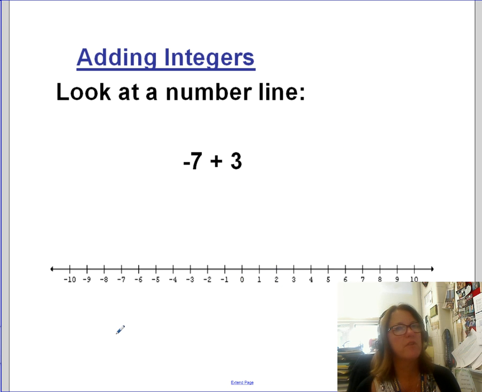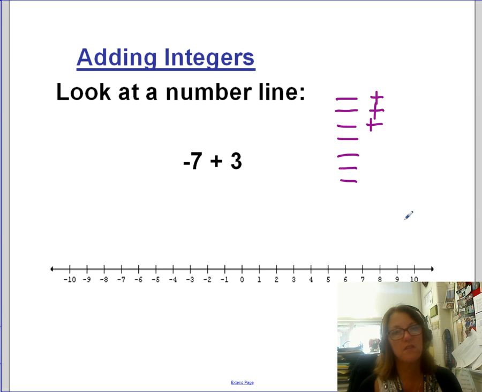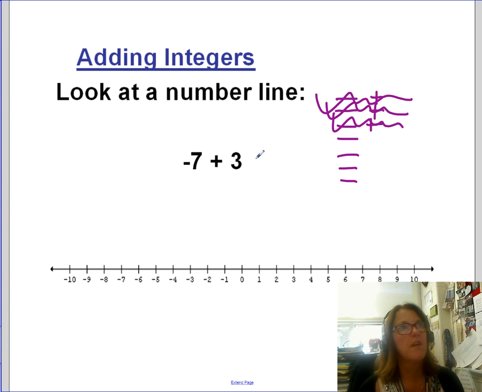Negative 7 plus 3. If you are the person who likes the counters, negative, negative, 3. I'm not going to do the circles now, okay? Are you good with that? 1, 2, 3, 4, 5, 6, 7. I have 7 negatives, okay? And then I'm adding 3 positives. So I got a plus sign, a plus sign, a plus sign. Look what happens. Neutralize, neutralize, neutralize. What are you left with? 1, 2, 3, 4, negative 4.